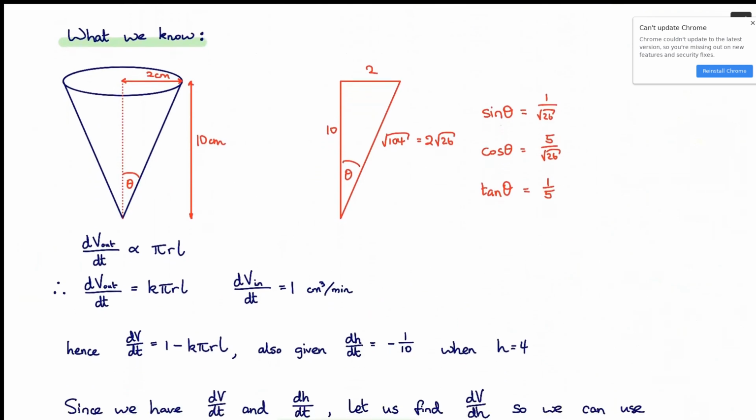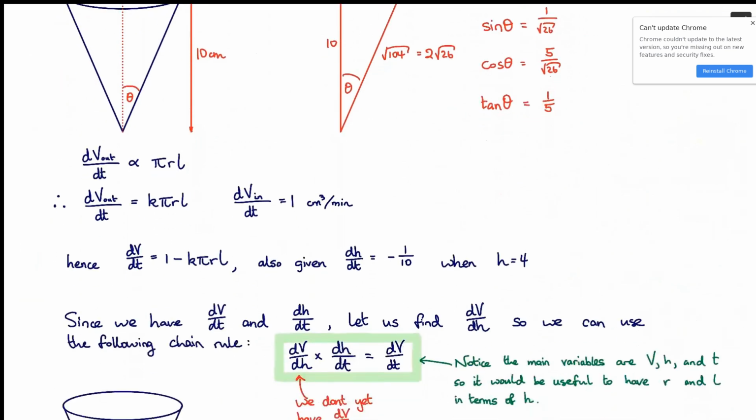So what we know from the question is that we've got a cone with a radius of 2 centimeters and a height of 10 centimeters. And I can get a little bit more information from that as well. You can see I've drawn an angle at the point here, and I've calculated the diagonal length using Pythagoras, and some trigonometric ratios for that angle in the corner. Those will be useful in a moment.